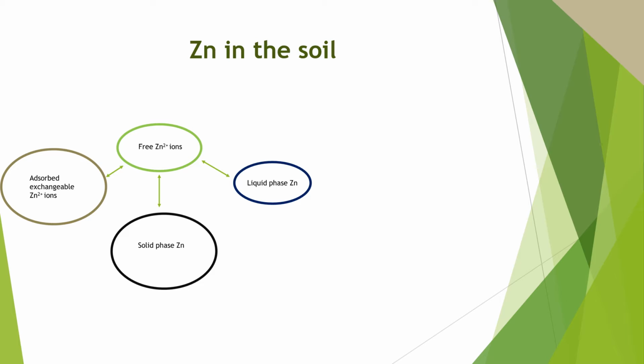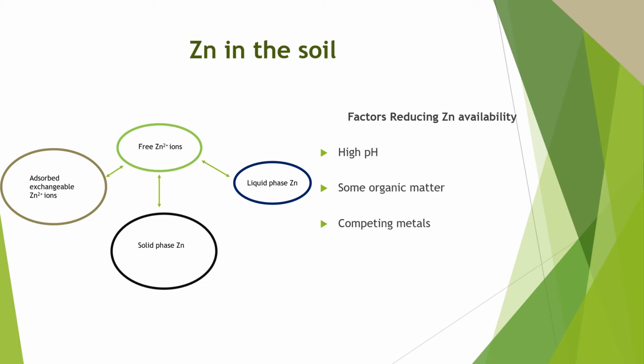There are several different factors which can reduce zinc availability to plants, and this includes high pH. Now, high pH will increase adsorption of zinc to anionic soil particles. Some organic matter can chelate zinc into the solid phase. There are competing metals which will compete with zinc for binding sites on, for example, plant roots. Reducing conditions can favor the production of insoluble zinc sulfide, which is unavailable. And sandy soils have very limited cationic binding capabilities, and so a lot of zinc is leached from these soils.